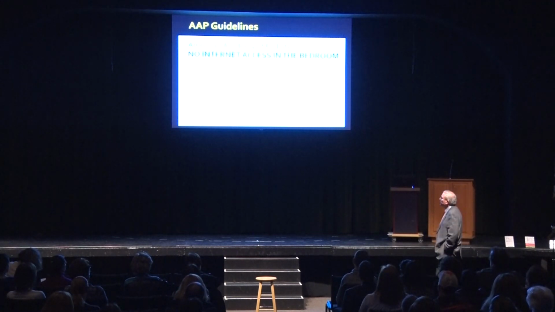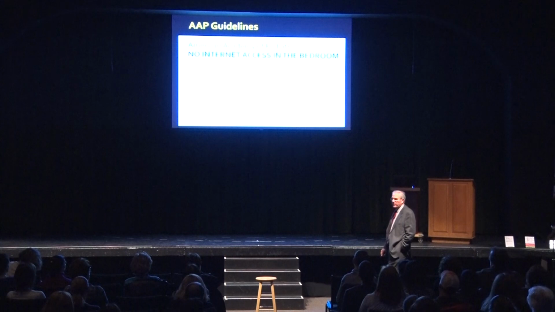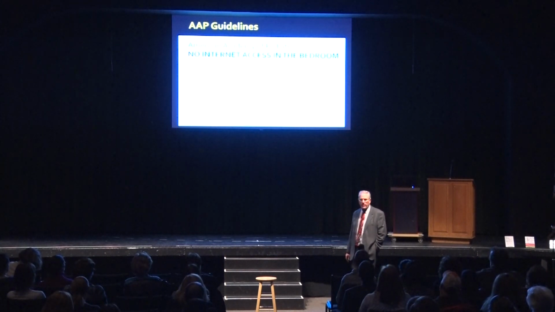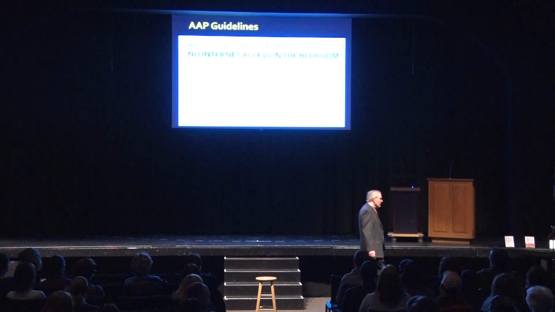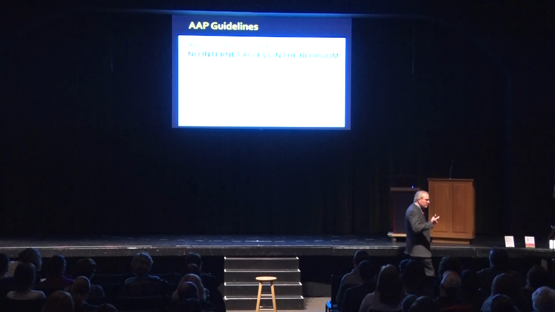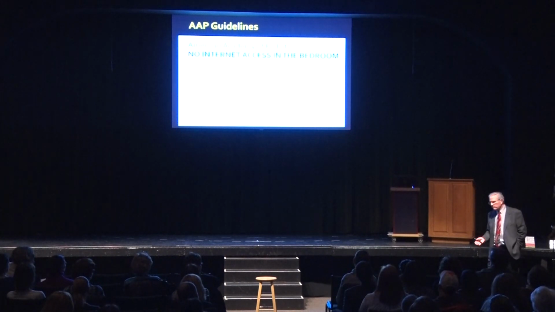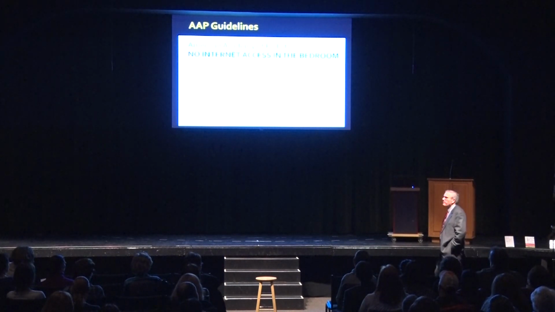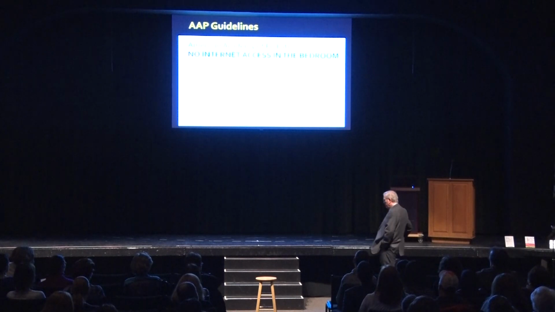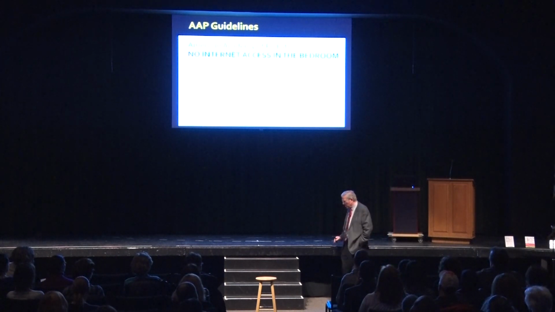The AAP guidelines specify no unsupervised use of the internet. There should be no expectation of privacy. When a child is using the internet, the device should not be in the bedroom. It should be in a public space, like the kitchen or living room. Incidentally, there are many good reasons for that that I have experienced as a clinician.